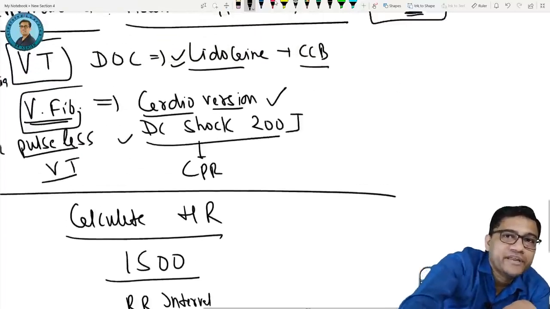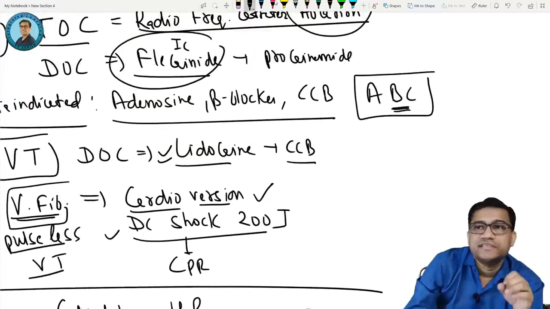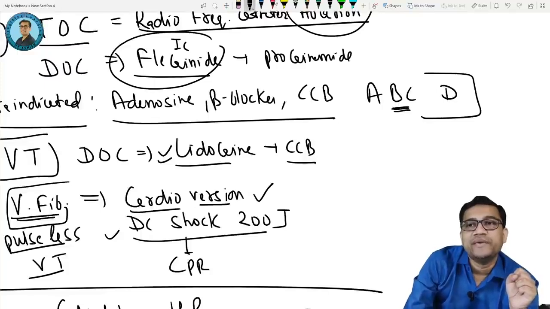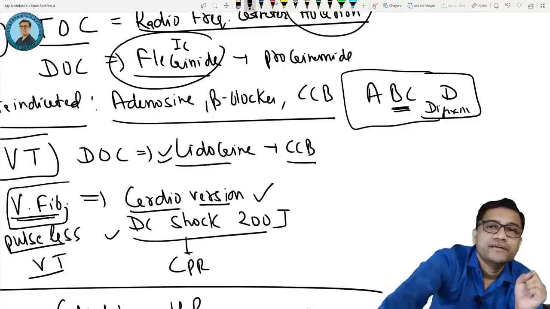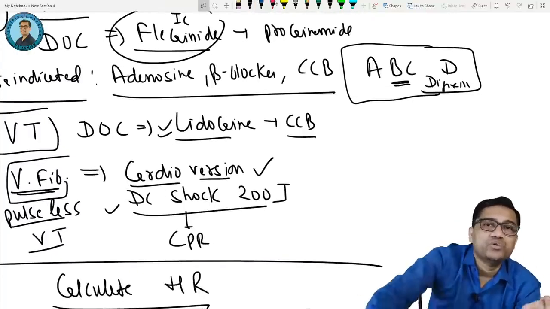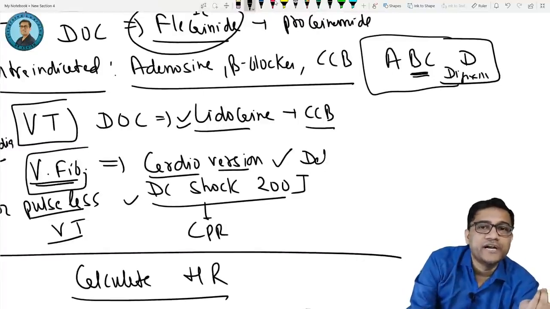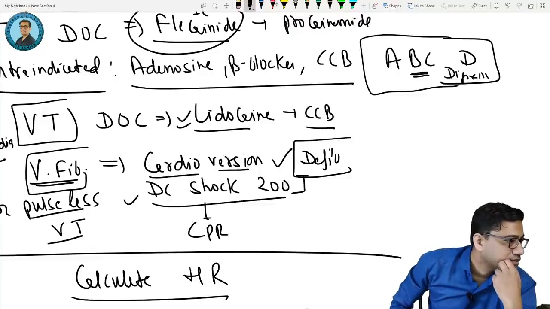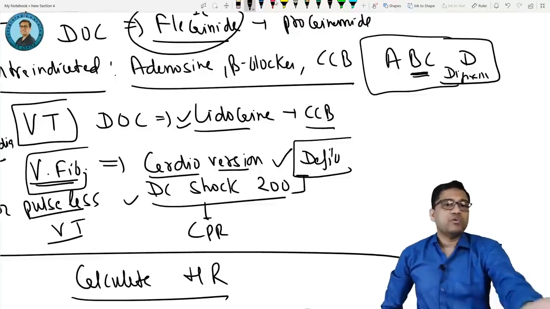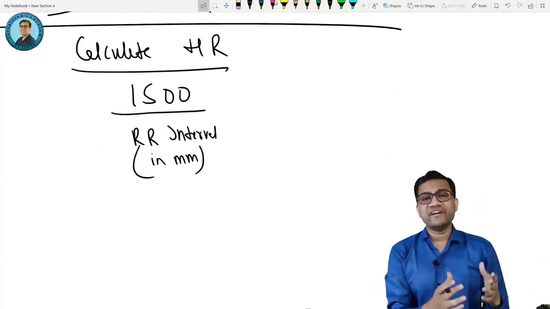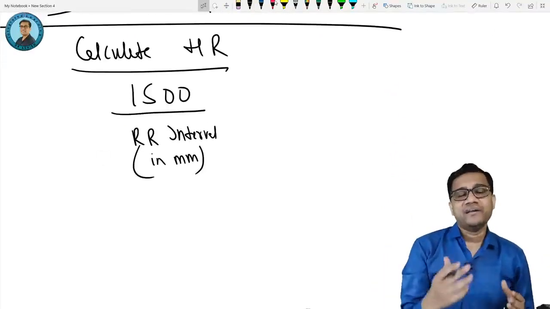Yes, ABCD. Very good, Dr. Shivanand. Yes, even digoxin is contraindicated. So ABCD, that is digoxin, because it can also block the AV node. And obviously we do defibrillation, that is cardioversion with DC shock. So what is the formula for calculation of the heart rate? 1500 by RR interval.